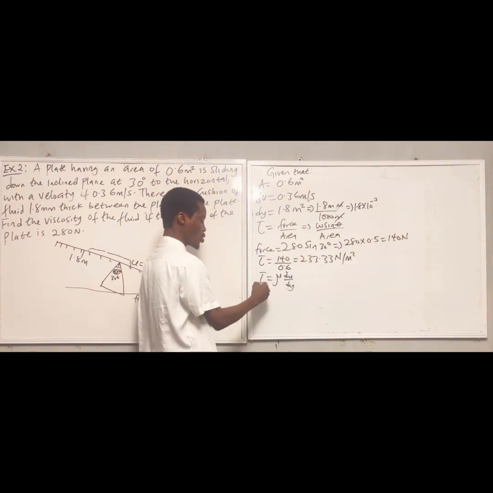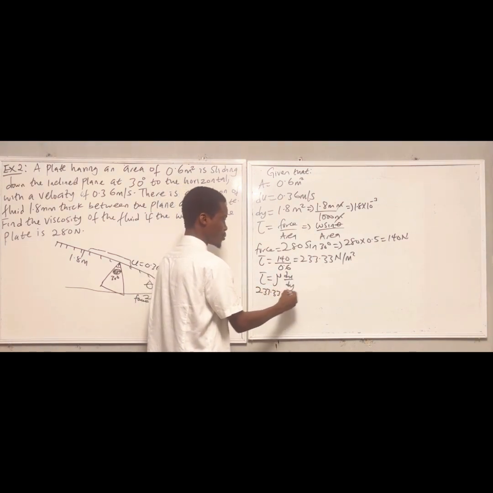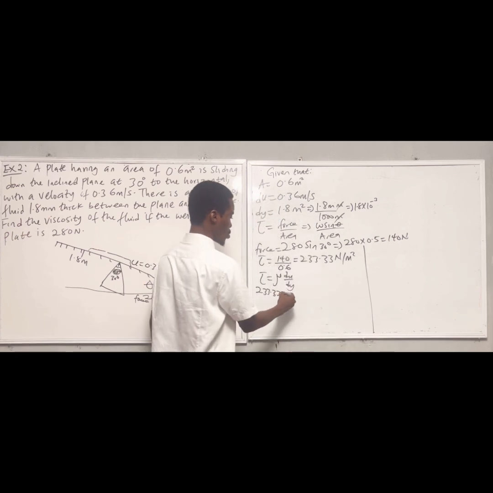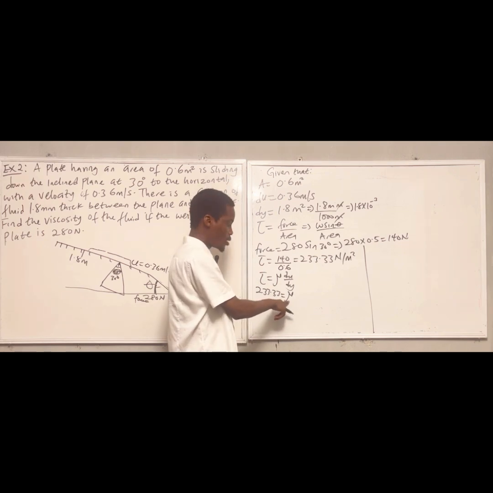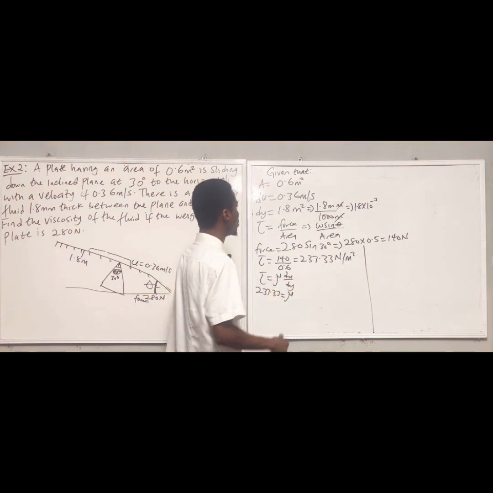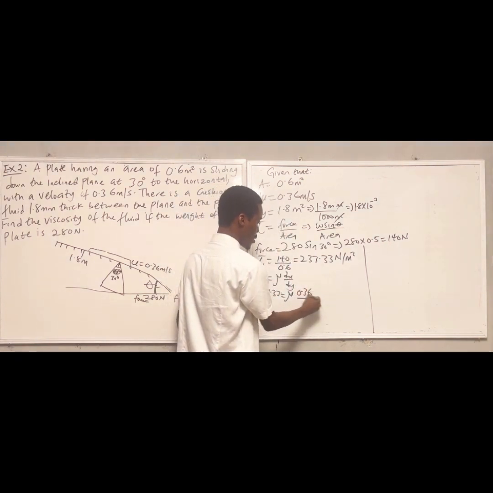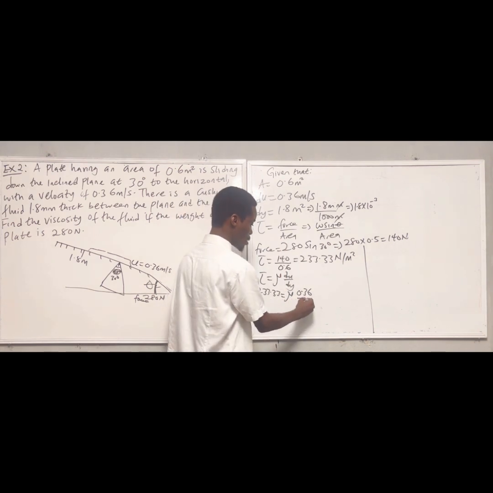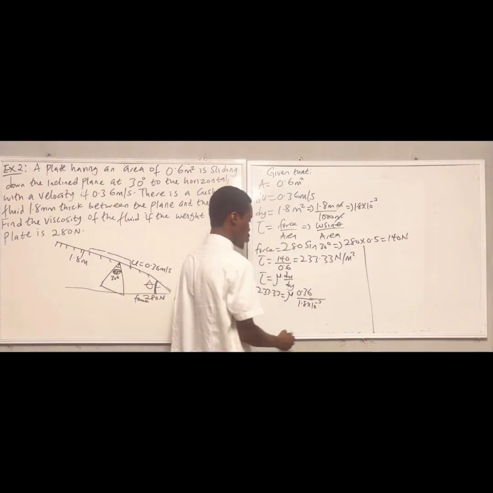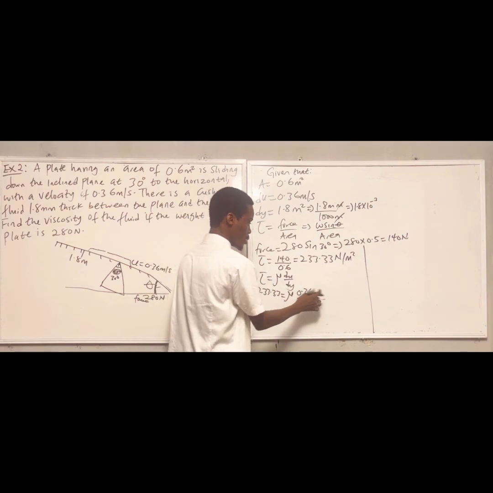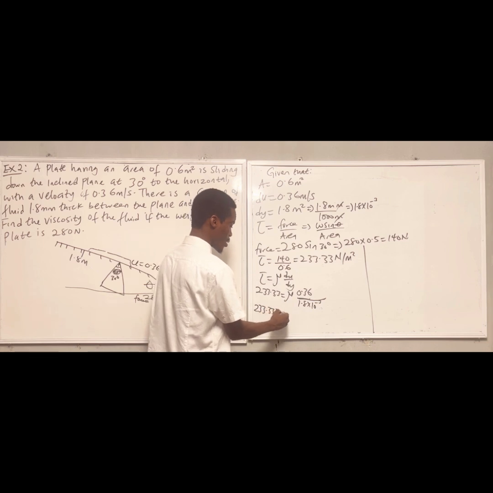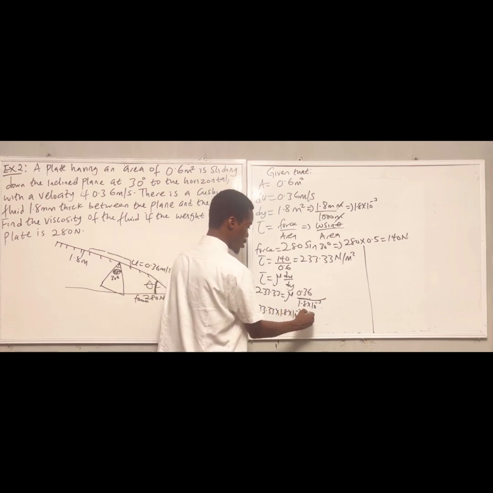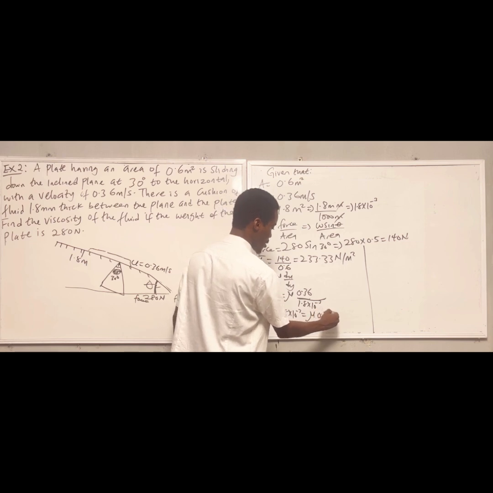So what's our mu here? We got 233.33 is equal to, what is my mu? I don't have mu. We are not given viscosity; we have to find viscosity. What's my du? My du is 0.36. What's my dy? My dy is 1.8 times 10 raised to the power minus 3. So if I cross multiply, I'm going to have 233.33 times 1.8 times 10 raised to the power minus 3 is equal to mu times 0.36.